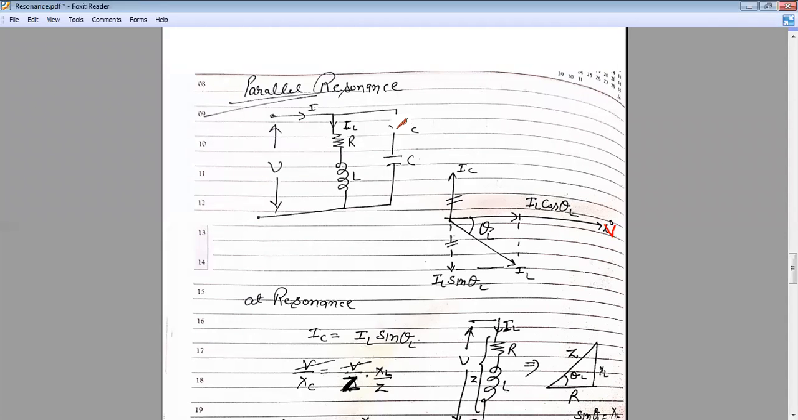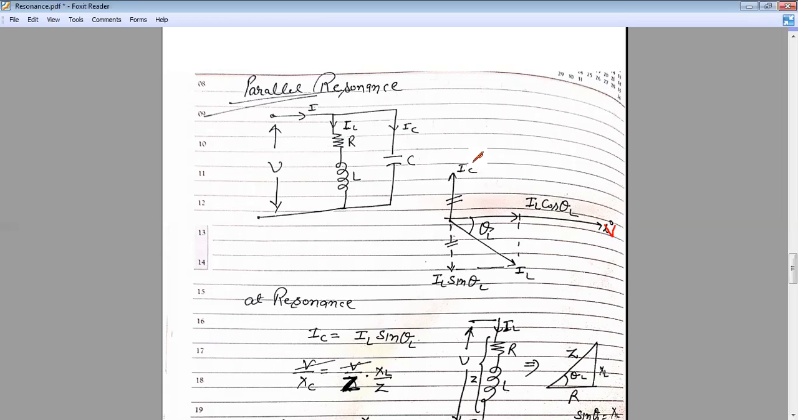First of all, this is the basic circuit of parallel resonance, where a series combination of R and L is connected in parallel with a capacitor C. First, we will learn how to draw the phasor diagram of the circuit. As this is a parallel circuit, we consider the voltage at the reference line. In all the series circuits we discussed earlier, we considered current as the reference, but in the parallel circuit we assume the voltage.